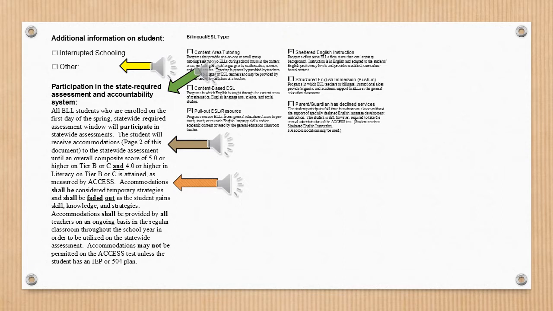This also points out the accountability for teachers that they are to be using these accommodations on an ongoing basis in the classroom throughout the school year so that they can be used for testing.